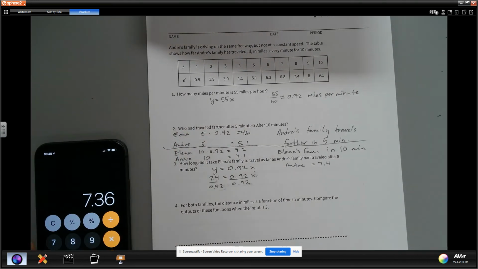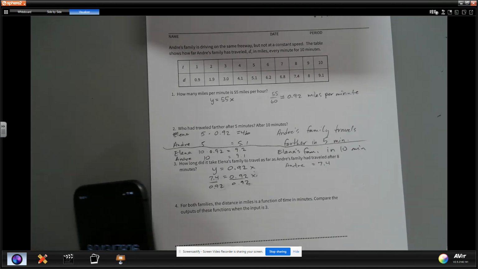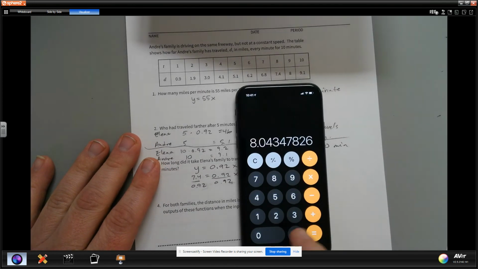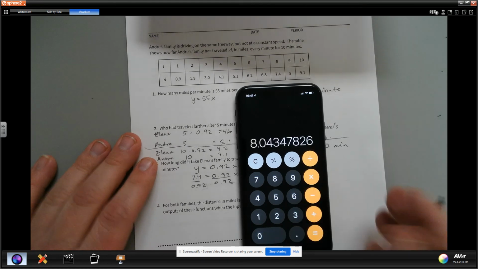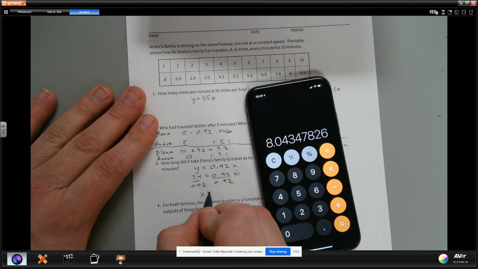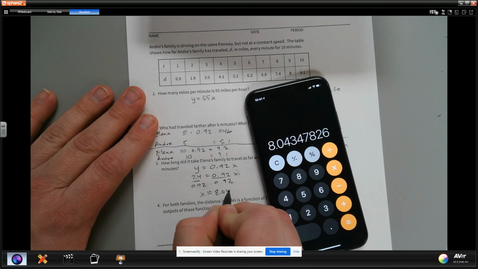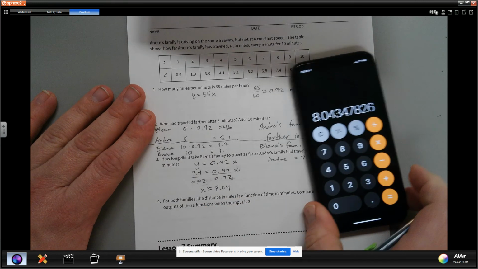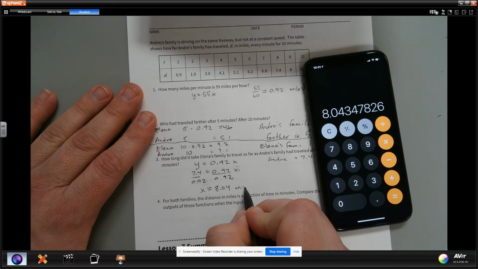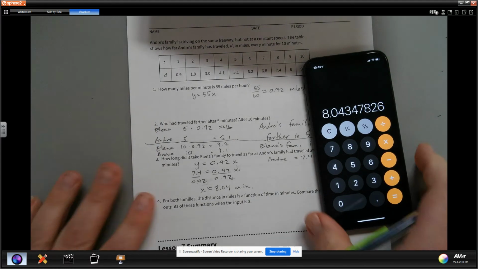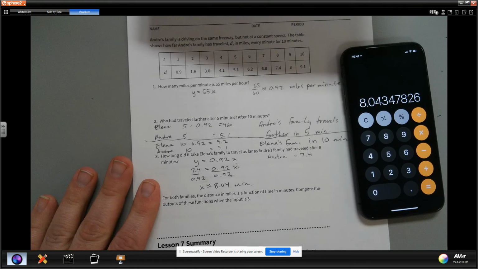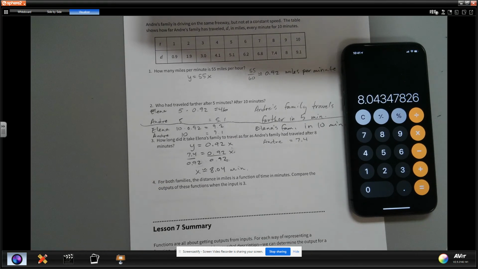I guess I should show that to you. 7 4/10 divided by 92 hundredths is going to be giving us x is about 8 4/100 minutes for Elena's family to travel the exact same distance that Andre's family traveled in that 8 minutes. So just a little bit longer. You can tell they're kind of coming back and forth with about the same types of speeds.